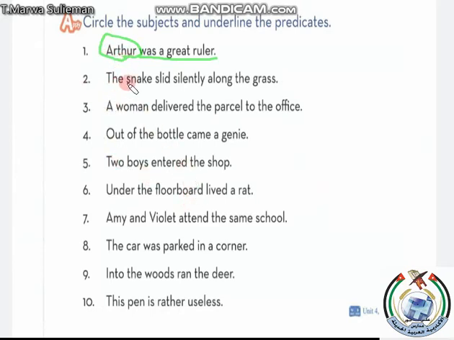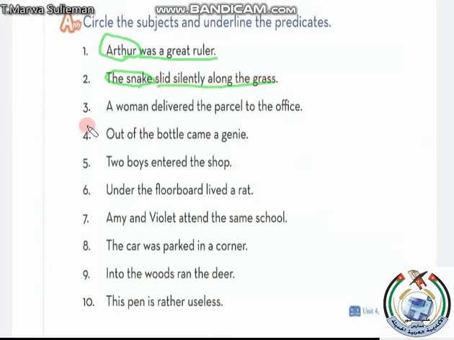Number 2. The snake slides silently along the grass. Where is the subject? The snake. We will circle it. What about the predicate? Slides silently along the grass. Slides is a verb, so this is the predicate.